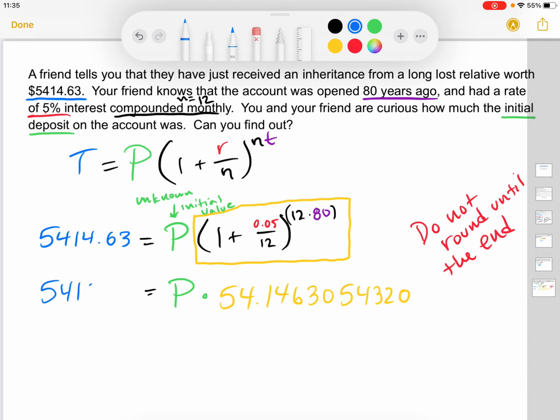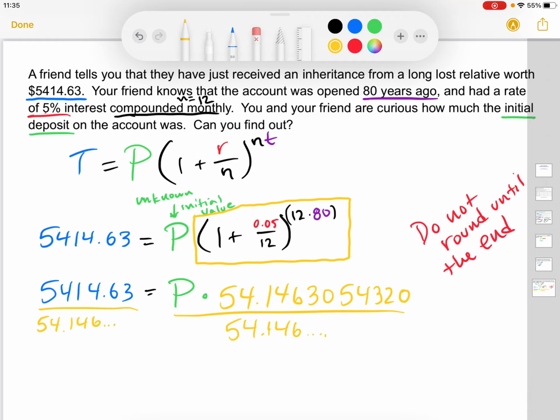equals $5,414.63. So now, in order to get this P value alone, I have to divide by this 54.146... value. And this is a way that you can abbreviate. You don't have to write out every single number, as long as you know you're using the whole number to do your actual operation.